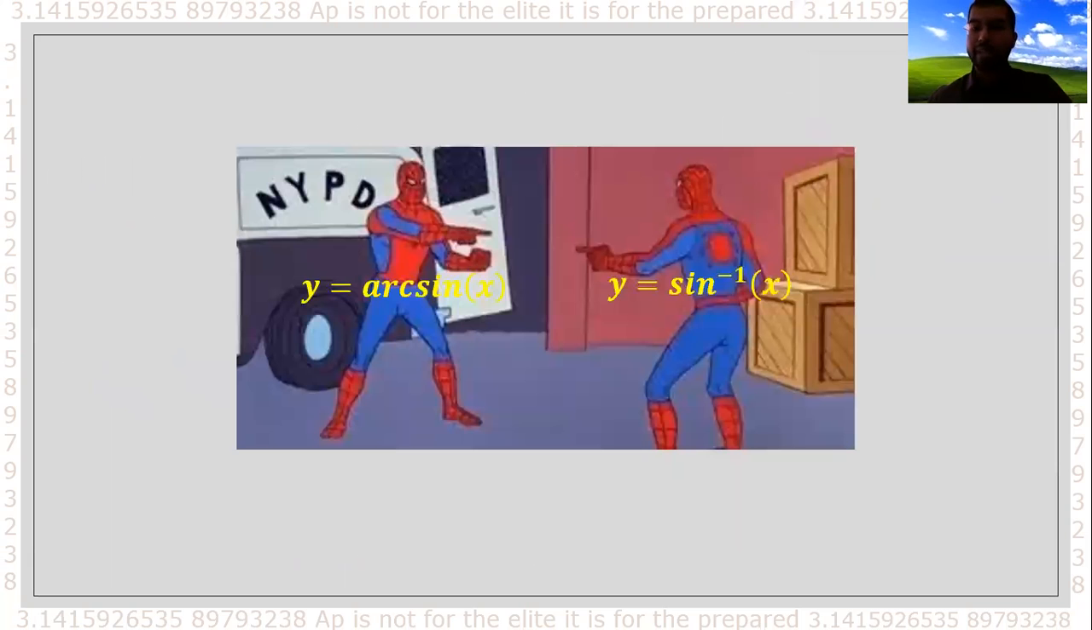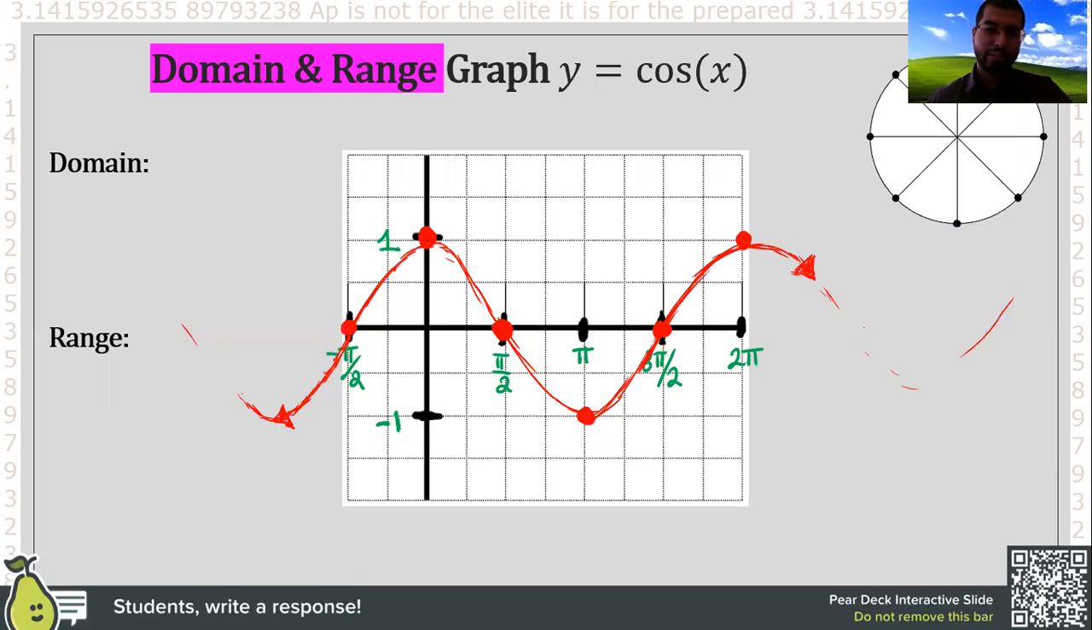Okay, I got a little meme for you guys. Arcsine, it's pretty blurry on the white, is the same thing as arcsine. They're both inverse as well.